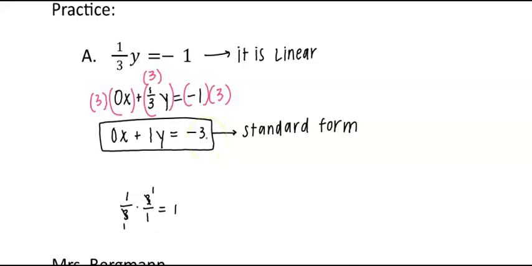Rule number 3 says that A and B cannot both be 0. It's fine to have a 0x as long as you have a number in front of y. And then rule number 4 is that the greatest common factor of A, B, and C is 1. Since it follows all 4 rules and it's in the right order, we know this is in standard form.